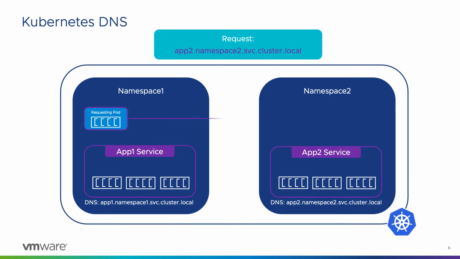Pods within the cluster can make a DNS request to this address and will receive the Kubernetes endpoint for that service. If a request only uses the service name and not the fully qualified domain name, then the namespace that the requesting pod is in is assumed.